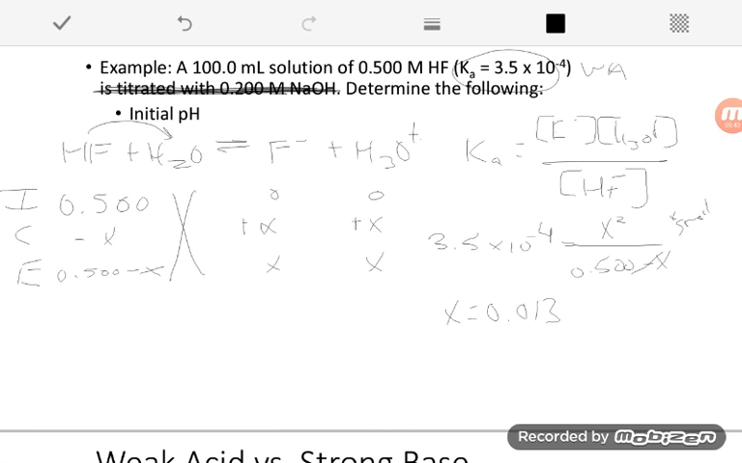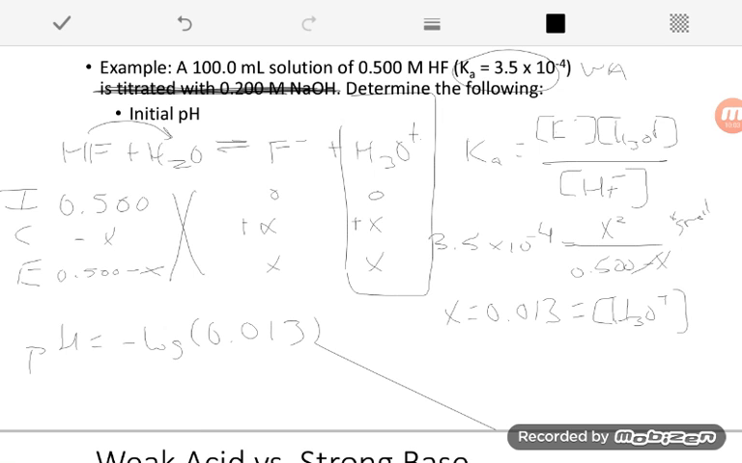0.013. And I go back to my table and I realize that what I really care about here is that that gives me my H3O plus concentration. Now that I've done that, pH is just negative log of my H3O plus, which in this case is 0.013. Oops.